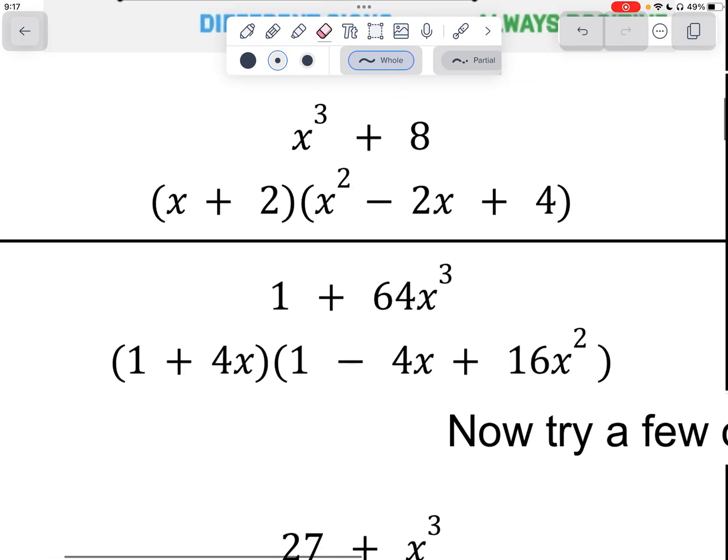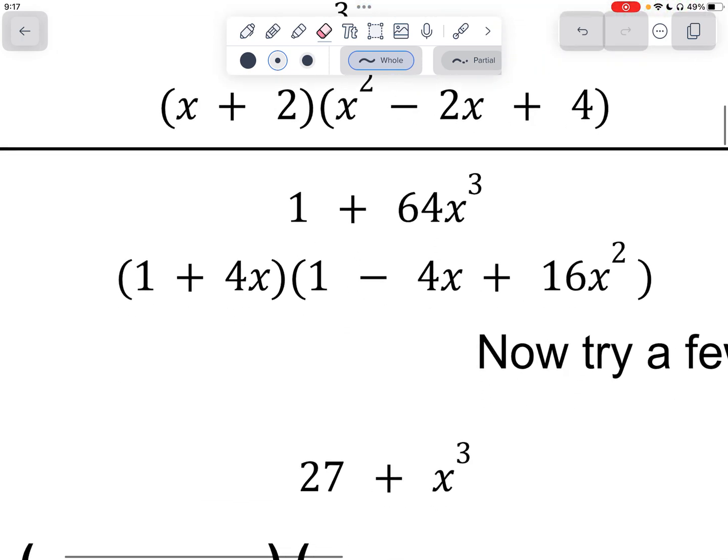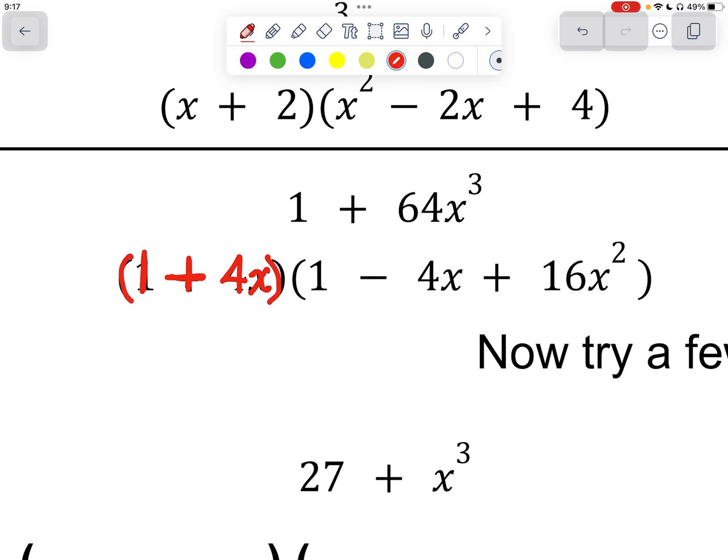So let's look at this one. We're going to recognize it as the sum of two cubes. Cube root of 1 is 1. Keep your plus sign. Cube root of 64 is 4. Cube root of x cubed is x. So that first term is pretty straightforward to get. For the second term, we're going to take the 1 and square it.